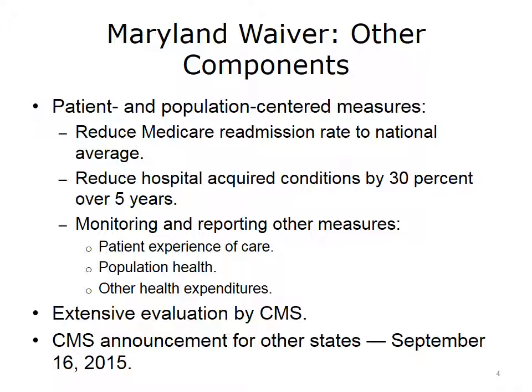Under a global budget, the incentives are to reduce volume, and the waiver puts into place monitoring and reporting measures to ensure that the hospitals are delivering the most appropriate care. There are measurements for patient experience of care, for improvement of population health, and for monitoring other health expenditures during the waiver. This extensive evaluation process by CMS will occur throughout the 5 years of the demonstration project.